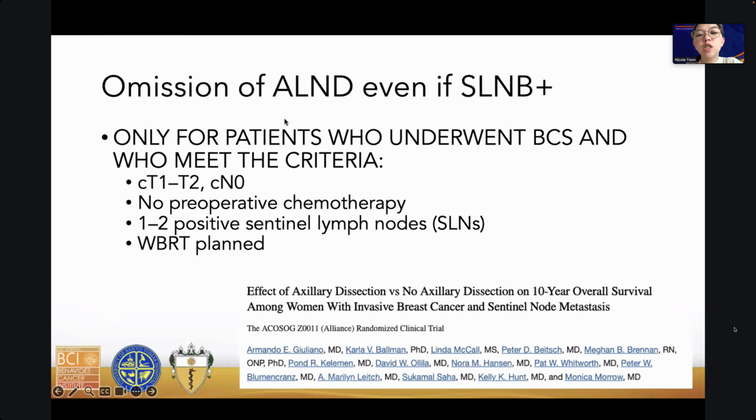So again, just to clarify, for omission of axillary dissection, even if the sentinel node is positive, this is based on the ACOSOG Z11 trial, this is the criteria you have to memorize. Clinical T1 to T2, clinically node negative, no neoadjuvant, only 1 to 2 positive sentinel nodes, and whole breast RT or adjuvant RT is planned.